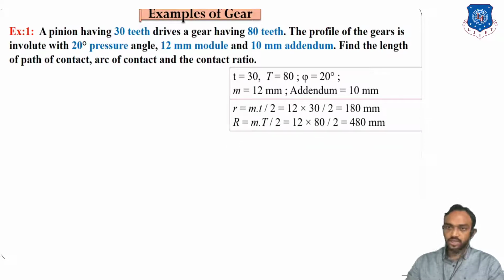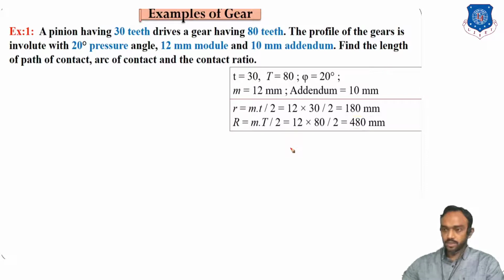First, we can find the pitch radius by this equation: mt by 2. So the pitch radius for the pinion is small r equal to m small t by 2, and the pitch radius of the larger wheel is capital R equal to m capital T by 2. Put in the values: m is already given as 12. So 12 into 30 by 2 is 180, and 12 into 80 by 2 is 480. So the pitch radii for the pinion and the wheel are 180 and 480.